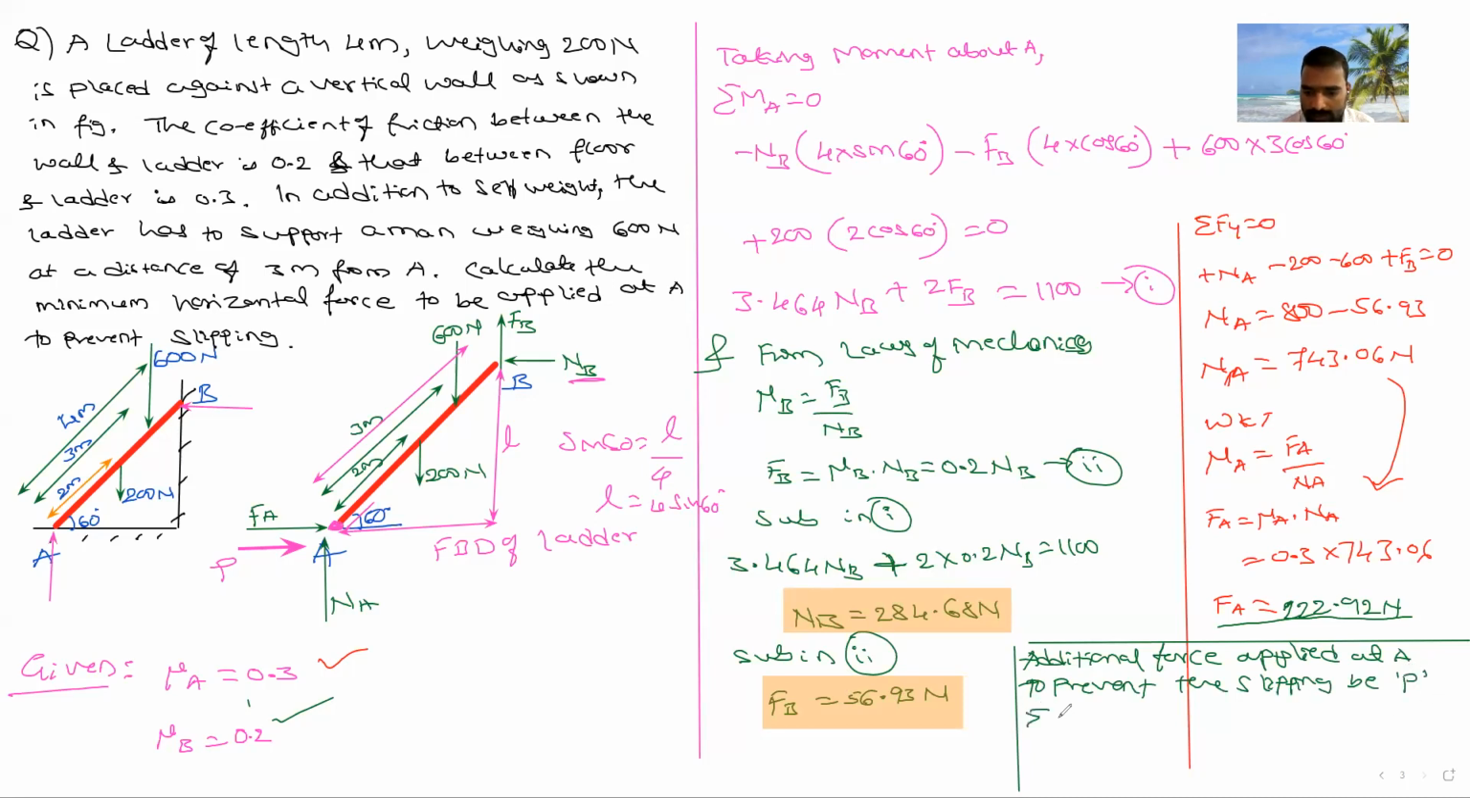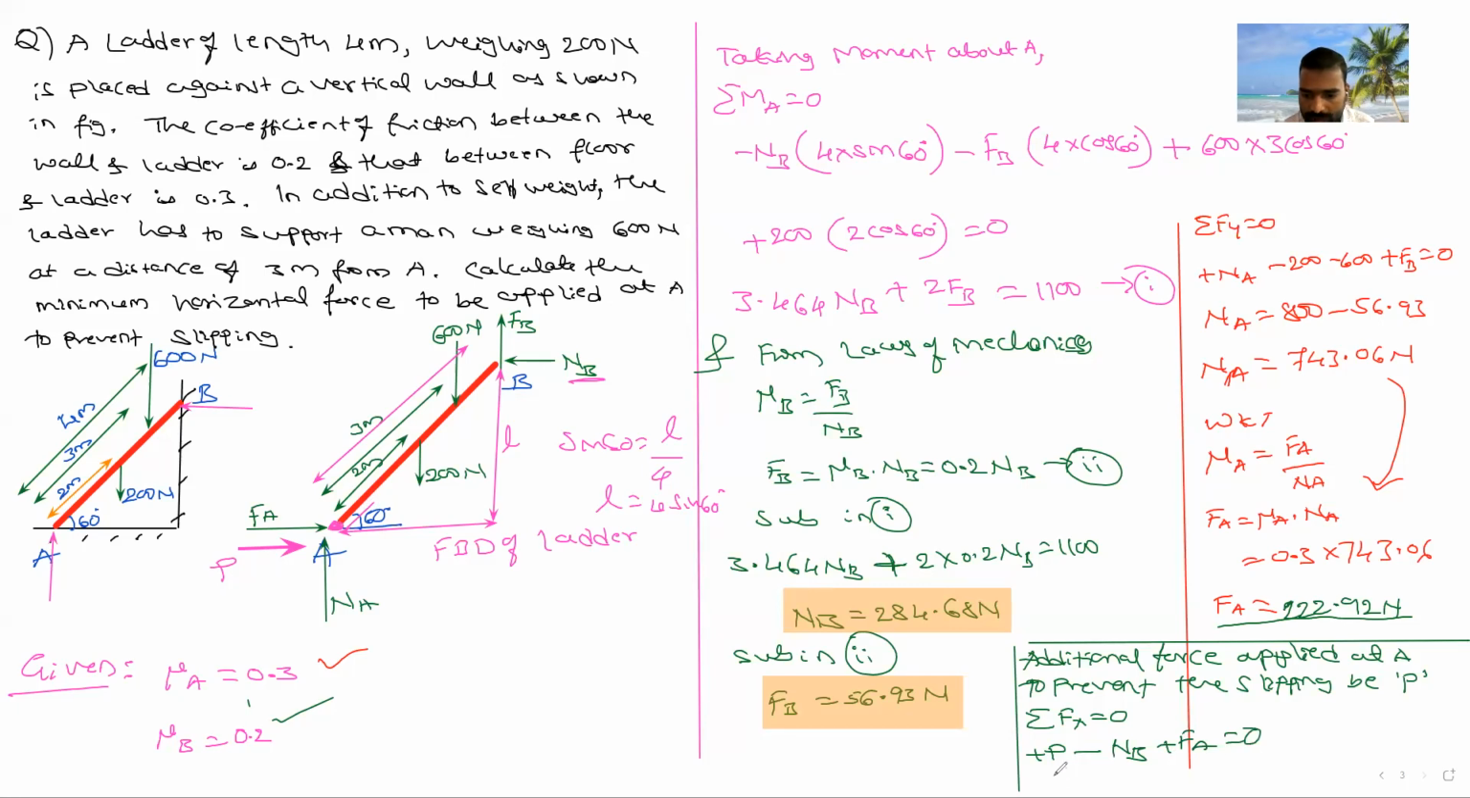So sigma Fx is equal to 0. What are the forces? P is moving in the positive direction, that is plus P. Minus NB. Next, plus FA. Is there any other force? Only three forces: plus P, minus NB and plus FA is equal to 0.